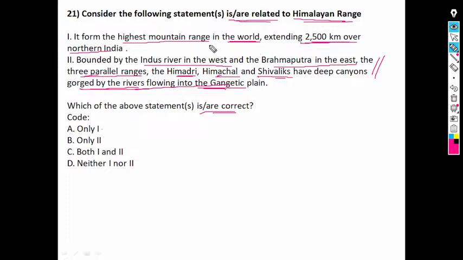The first statement, that it is the highest mountain range in the world, extending and bounded by the Indus River in the west and Brahmaputra in the east, is correct. The three parallel ranges Himadri, Himachal, Siwaliks, with deep canyons gauged by rivers flowing into the Gangetic plain, is also correct. So both are correct, 1 and 2. So the answer is C.